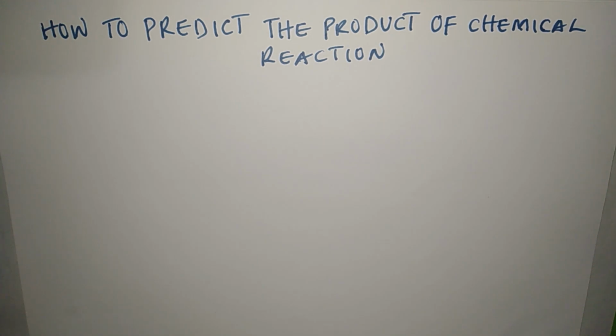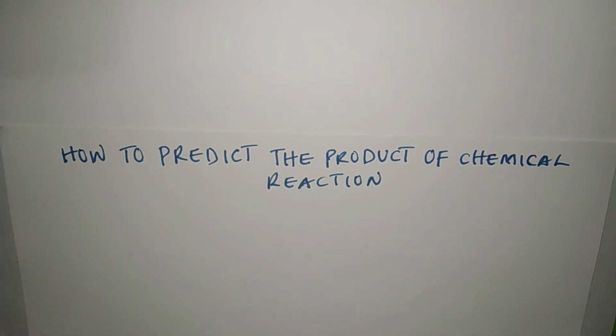In this video, we'll be talking about how to predict the product of a chemical reaction. This is an important skill for anyone studying chemistry or working in related fields. To predict the product of a chemical reaction, there are a few things you need to know. First, you need to know the reactants involved.